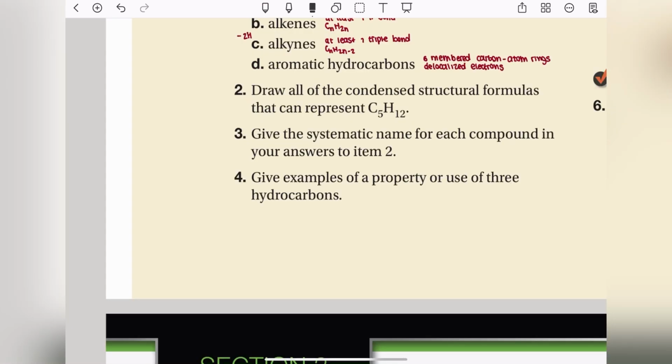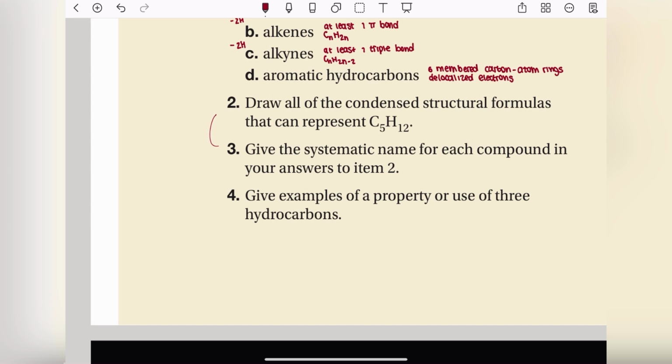In number 2, we're asked to draw all of the condensed structural formulas that can represent C5H12. And then number 3 asks us to give a systematic name for each of the compounds that we'll draw in number 2. First of all, take a look at the molecular formula. It's C5H12, so it follows the general formula of CnH2n+2. This means that we're dealing with an alkane. So if we're dealing with an alkane, all of the bonds in the compound will be single bonds.